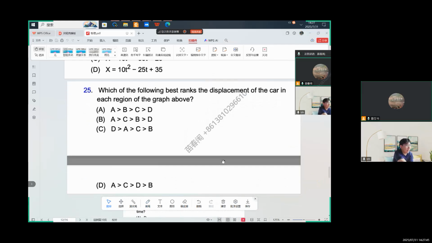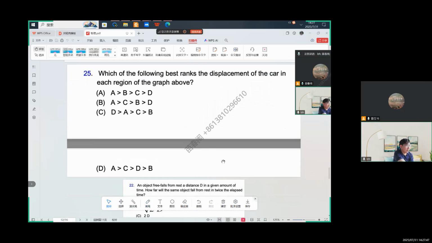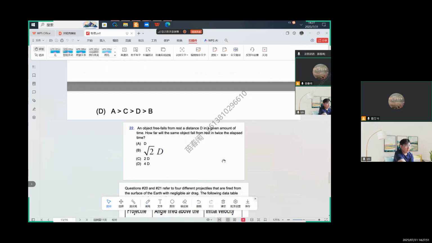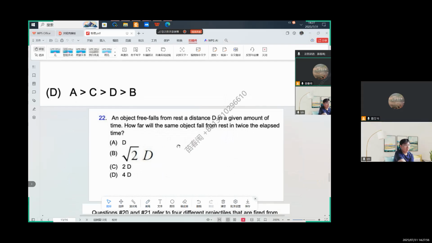25. I don't think we have the graph. We have skipped 25, I think. You need a graph to do 25. So 22.